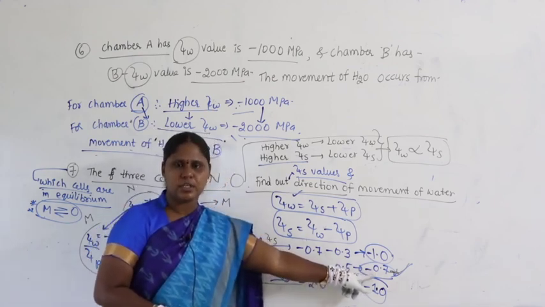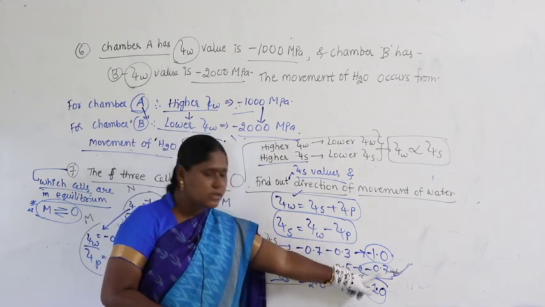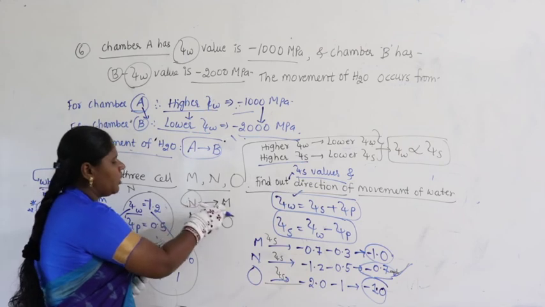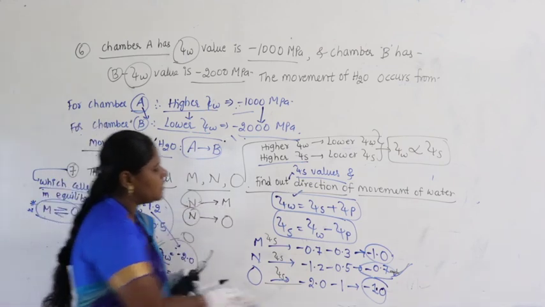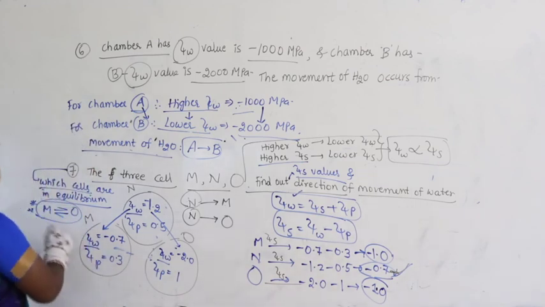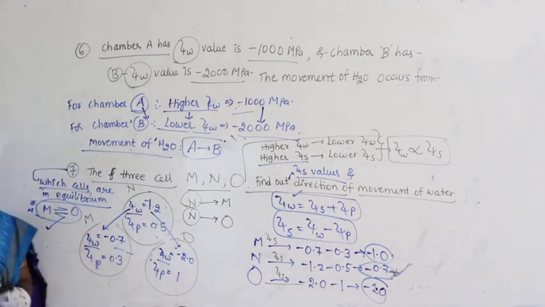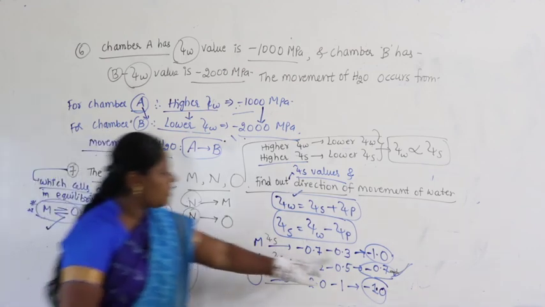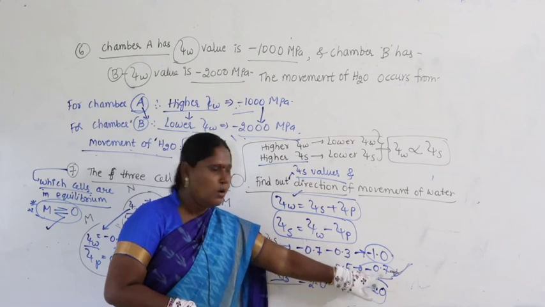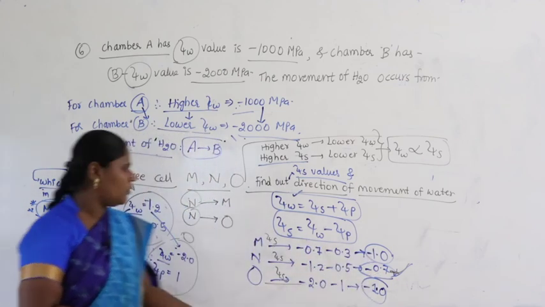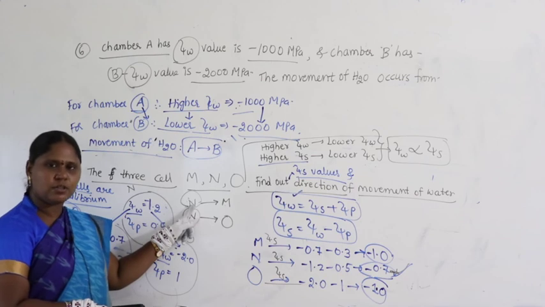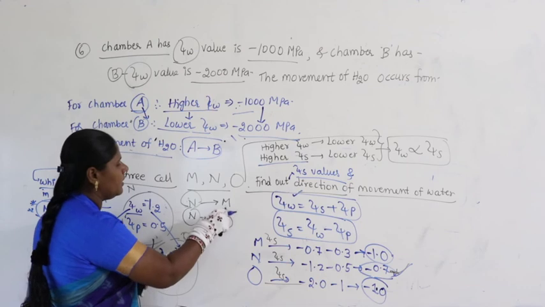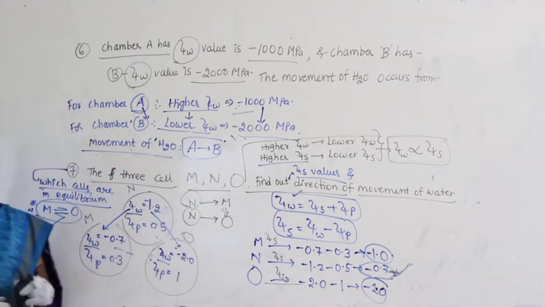Most of the students will confuse here in the exam, right? Minus 0.7 is for N. So, movement happens from where to where? N to M, N to O, and which cells are in equilibrium? Again we say M and O are in equilibrium. This is always a confusing bit for the students. Guys, make sure that a smaller number is the greatest value, a bigger number is the smallest value. Minus 0.7 is a higher solute potential, M is having lower water potential, and these two will be in equilibrium. This always people will have a confusion.